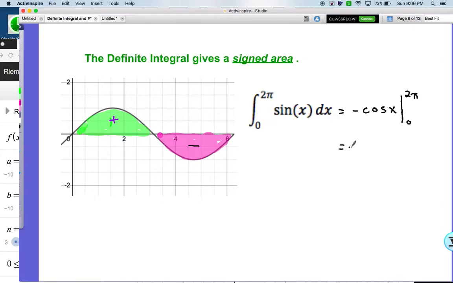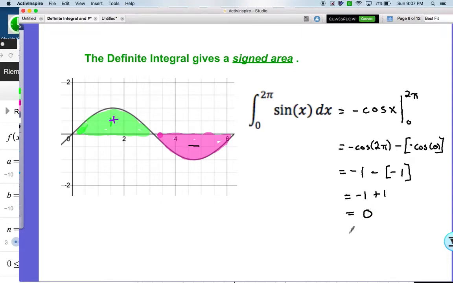So when we plug those in, we get a negative cosine of 2 pi minus a negative cosine of 0. If we think about our unit circle, remember those values. The cosine of 2 pi is 1. So we have a negative 1 minus, and then we have a negative, and then the cosine of 0 is also 1. So we have negative 1 minus a negative 1, or in other words, negative 1 plus 1. And so our overall area here, our signed area, ends up being 0.